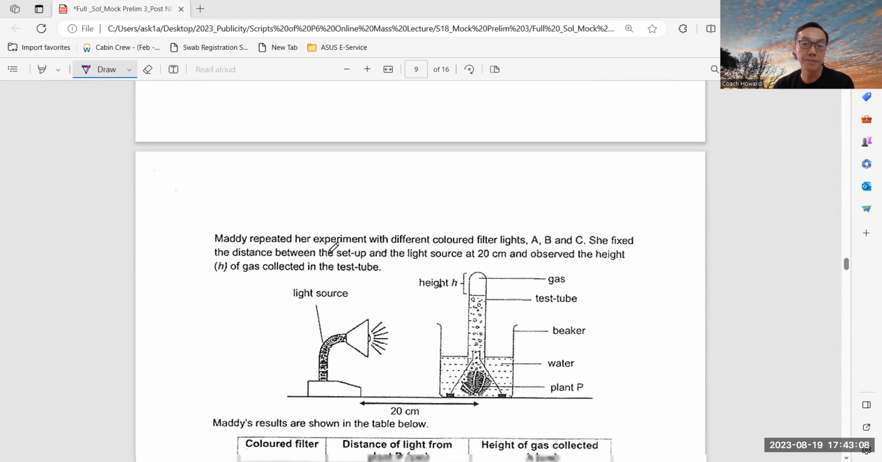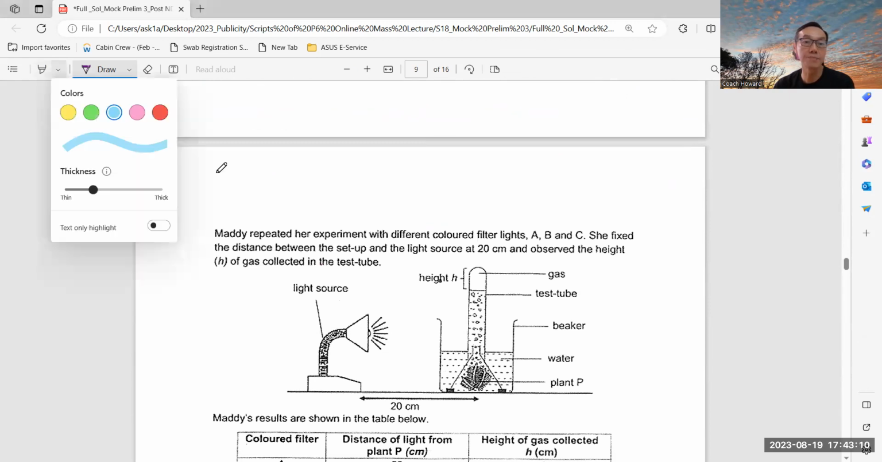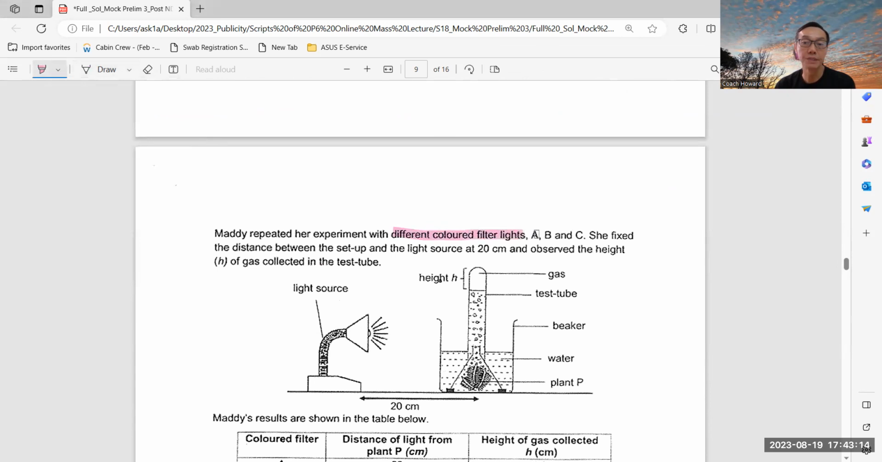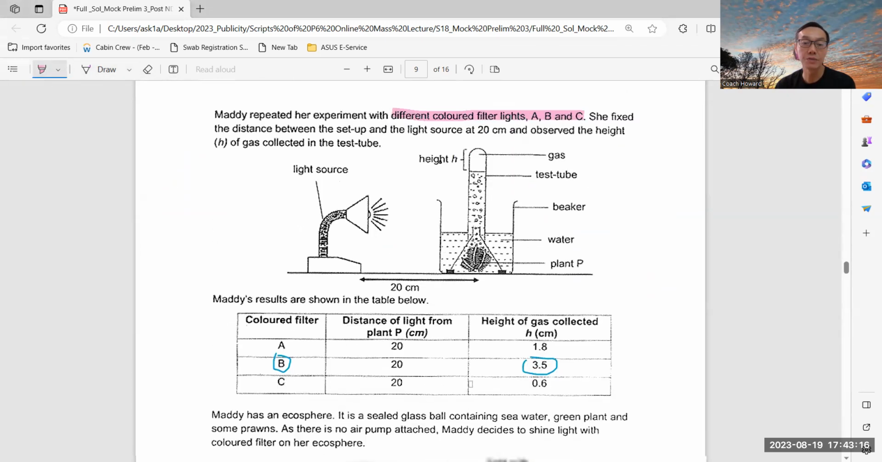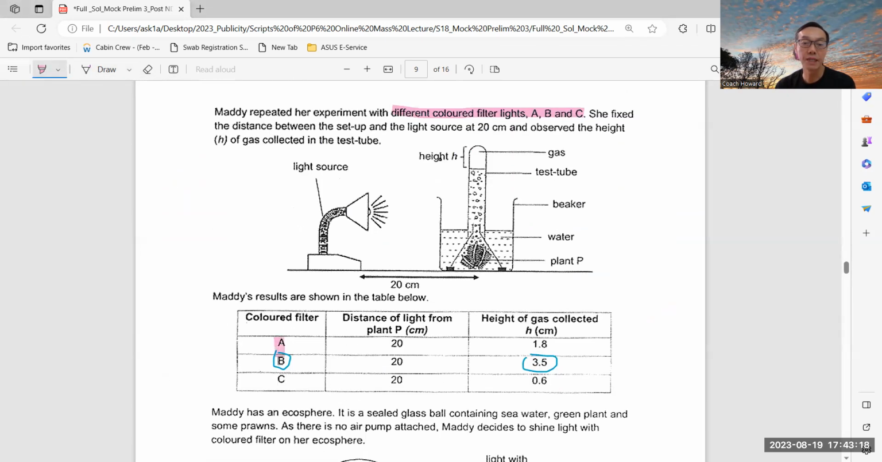Okay, next page is the same experiment, but now you highlight this part. Different color light filter, ABC. So you notice here, there's different light filter, ABC, and the distance is fixed. So now they fix this distance at 20 centimeters. So 20 centimeters is the distance being fixed. So now we measure the amount of oxygen collected.